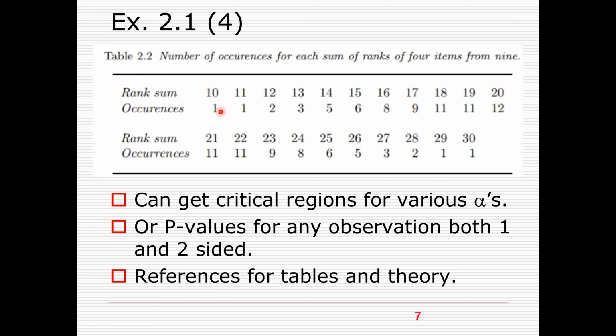Because only 10 and 11, the cumulative occurrences is 2. But if we include 12, then the cumulative occurrences is 4. 4 is larger than 3.15. So we should not include 12. So we should only consider 10 and 11. And that's the similar case for the upper tail, 29 and 30.